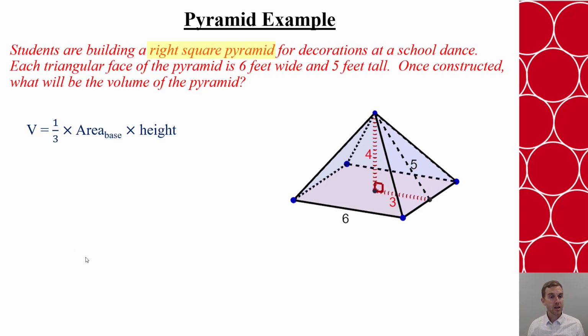So now I can put it all together. I have 1/3 times the area of the base, which we found to be 36 square feet, times the height, which we just determined was 4 feet. So 1/3 of 36 is 12 square feet. 12 times 4 is 48 cubic feet. So here, I wasn't given my height originally, but by using the right triangle, knowing that this is a right square pyramid, I was able to calculate that final measurement that allowed me to determine my volume.